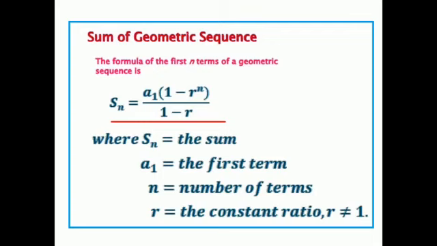In your book you can see another formula: a1 times bracket r power n minus 1, divided by r minus 1. Both are the same. So you have to keep it like this: 1 minus r on the top, and down below you also write 1 minus r. So we are using this formula for finding the sum of a geometric sequence.